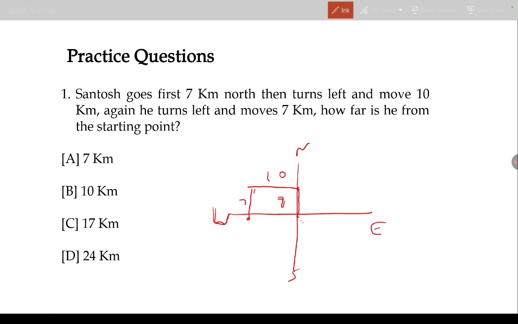Right now he's here, and his home was here. So you can take a straight line and you can count it. If this parallel line denotes 10 kilometers, obviously this will be 10 kilometers. So the answer will be 10 kilometer, right?